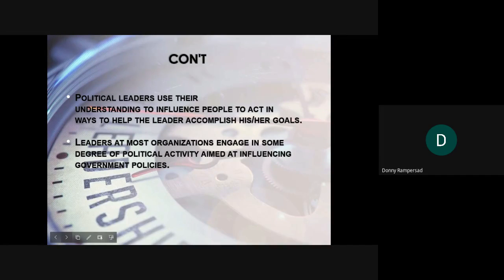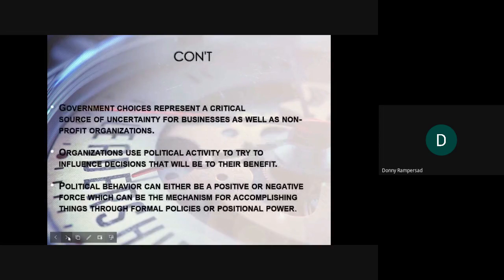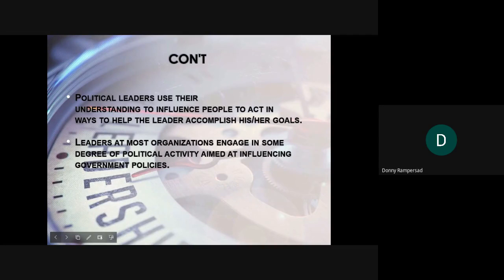Political leaders use their understanding to influence people to act in ways that help the leader accomplish his or her goals. Leaders at most organizations engage in some degree of political activity aimed at influencing government policies. For instance, there are organizations within Trinidad and Tobago that align themselves closely with political leaders to get benefits and contracts, to benefit themselves and others.